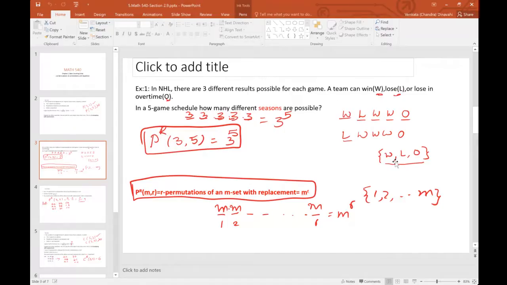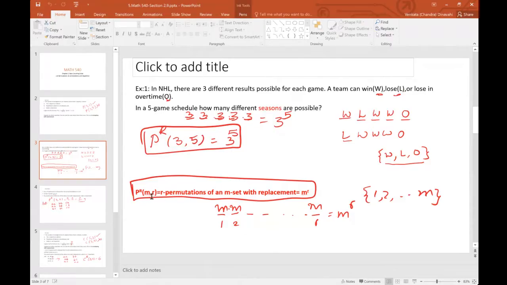The set consists of 3 members, and I'm picking 5 members out of 3. This is represented by P power r of 3 comma 5. So that is simply multiplying 3 five times, 3 power 5. So if I generalize this, that is what's going to happen here.